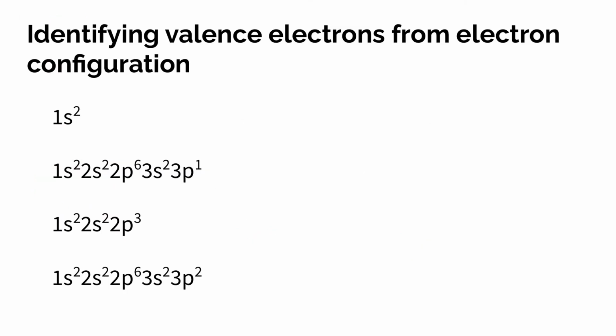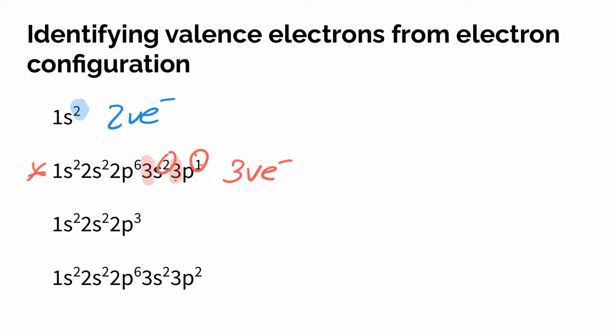So if we're identifying valence electrons from electron configuration, this is a little bit more challenging because we've got to look at its energy level, or the number, and then we need to add up those exponents. So in this example, we have the third energy level, and we have 2 plus 1, so it's 3 valence electrons. In this example, there is only 1s, so there are 2 valence electrons.